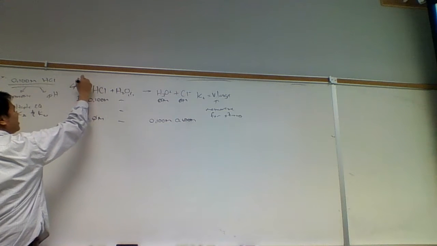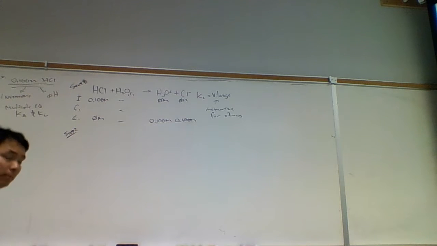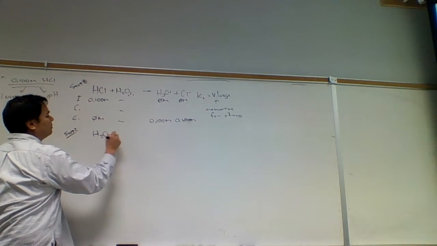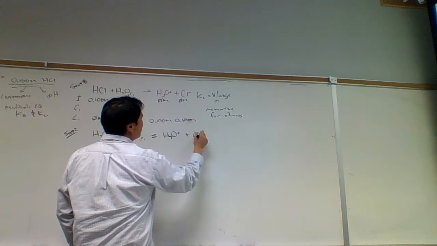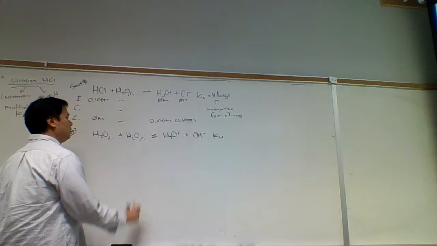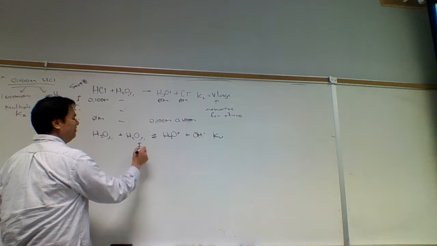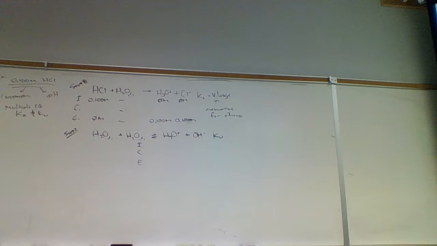Now we move on to step two. Step two is water autoionization. So we have H2O liquid plus H2O liquid, which gives us hydronium plus hydroxide. This is Kw here. Initially, we solved this before. We know what the hydronium and hydroxide concentrations are in water. What are they? 10 to the minus 7 molar and 10 to the minus 7 molar, right?